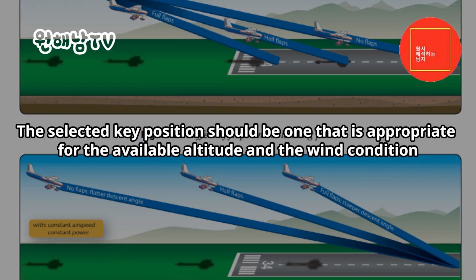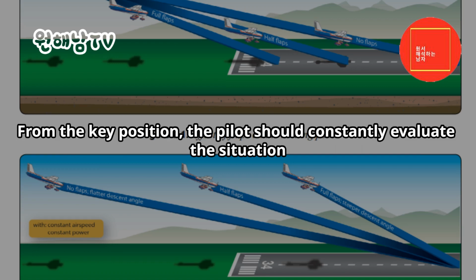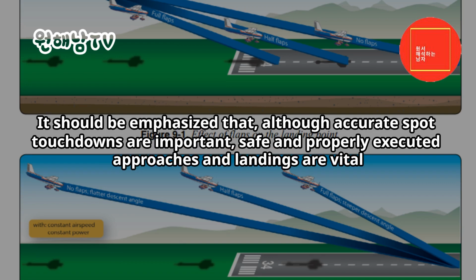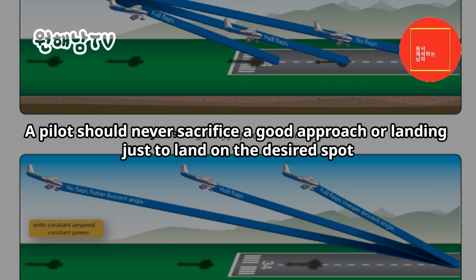The selected key position should be one that is appropriate for the available altitude and the wind condition. From the key position, the pilot should constantly evaluate the situation. It should be emphasized that, although accurate spot touchdowns are important, safe and properly executed approaches and landings are vital. A pilot should never sacrifice a good approach or landing just to land on the desired spot.